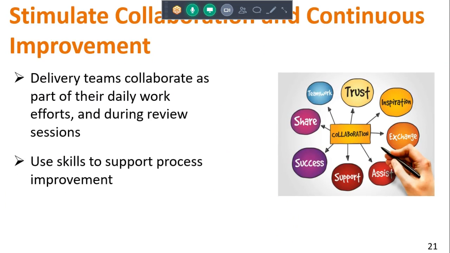Stimulate collaboration and continuous improvement. That's been the hallmark of every horizon. And it's particularly relevant at the delivery horizon because this is where you have a lot of collaboration, a lot of feedback. You need that to be sure that what you're actually ultimately going to deliver to your business partners is what they truly need.